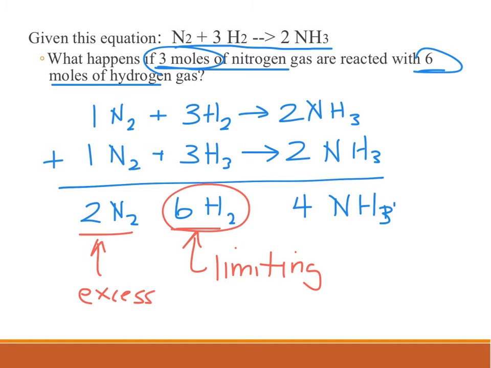So the hydrogen gas basically is what has stopped the reaction from occurring. We can't make any more ammonia because we don't have any more hydrogen gas. We do have an extra mole of nitrogen gas available, but we can't do anything with it because we have run out of the other reactant.